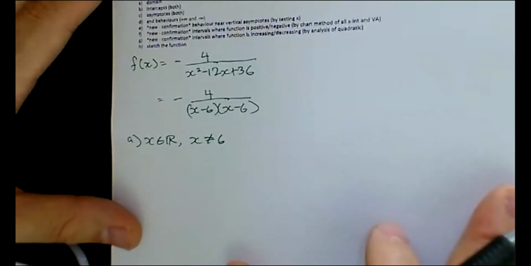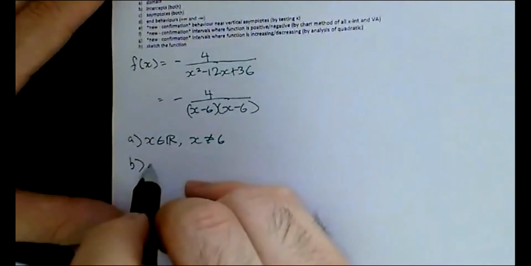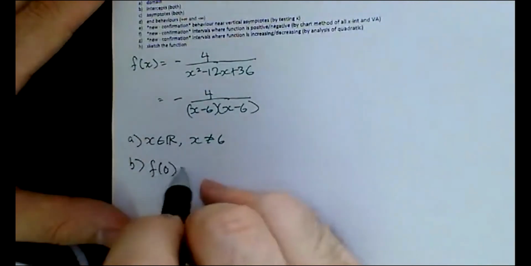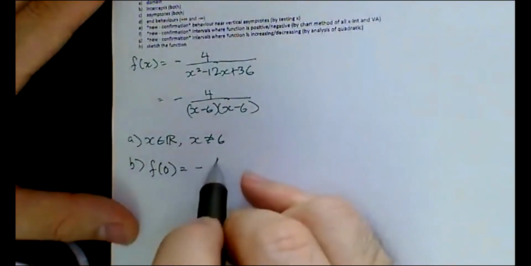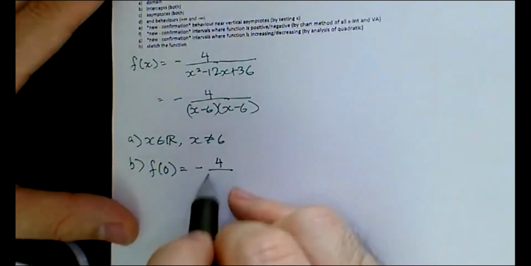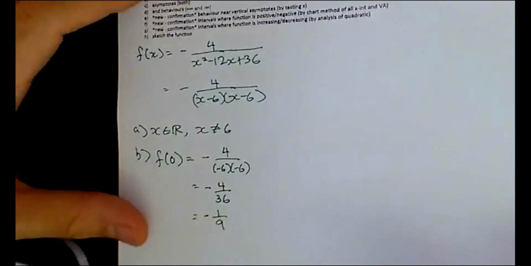Part B, calculate the intercepts. Let's do the easy one first. What is the y-intercept when x equals 0? That is negative 4 over negative 6 times negative 6. That is negative 1 over 9.